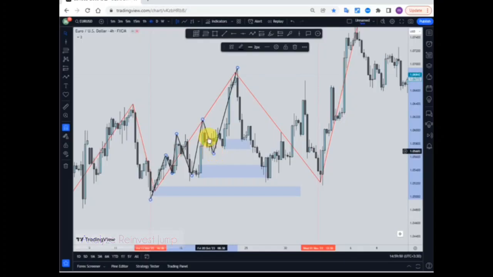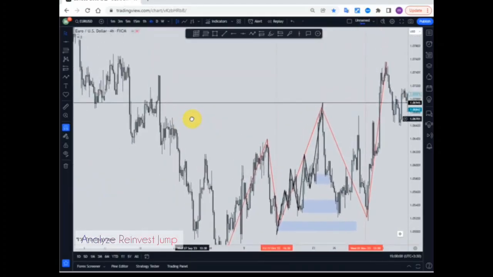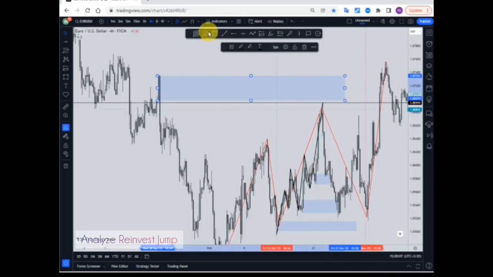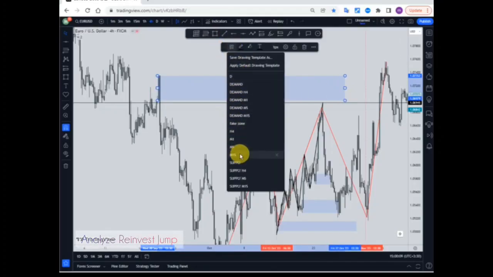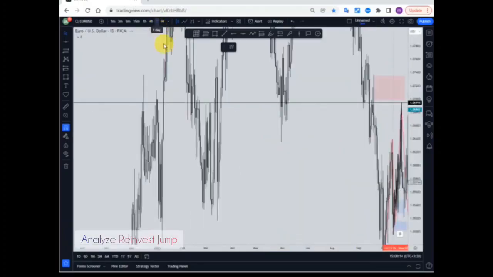Let's review the whole story. A daily zone caused a 4-hour reversal. This reversal created a 15-minute order flow shift. The price traveled to the opposing 4-hour zone, and there a new 15-minute order flow shift gave us our final entry signal. This complete multi-layered story is the essence of professional market analysis.